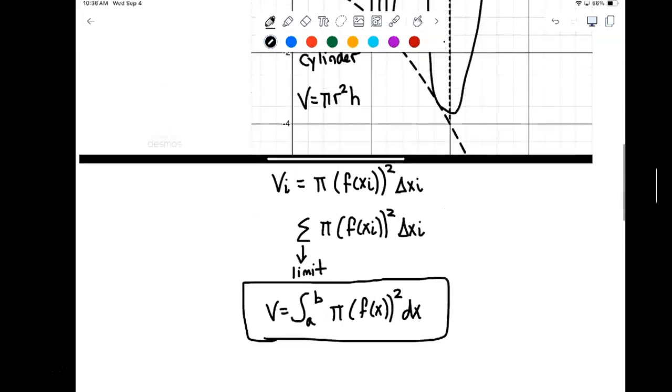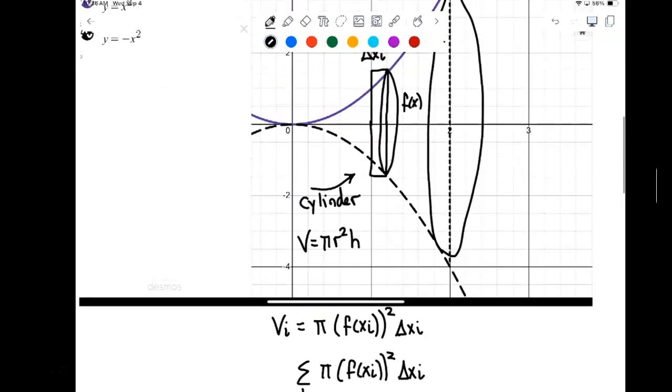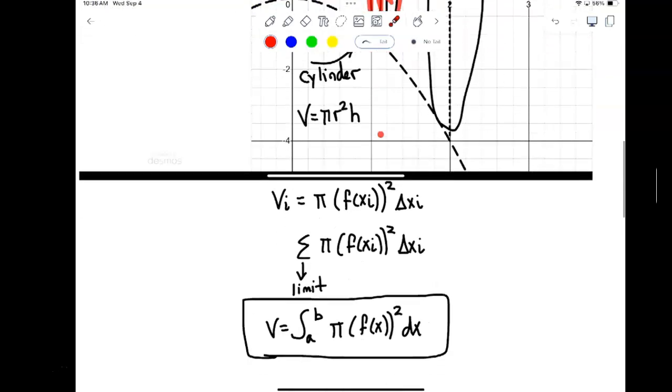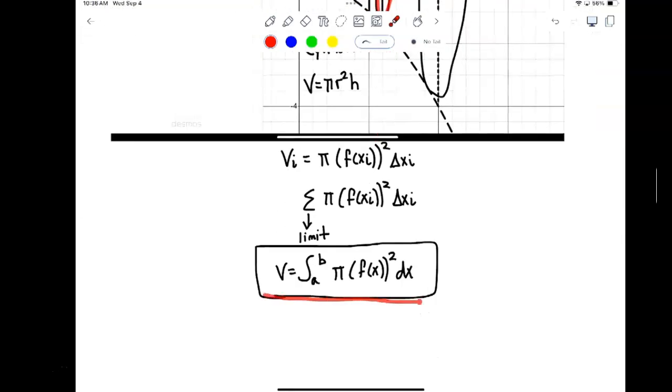That's the idea of the formula. We're just going to be using this little disk and approximating the solid with a bunch of little disks, so that the volume is just the integral from a to b of pi times the function squared dx. So we're going to take a look at this and see how this works in our upcoming examples here.